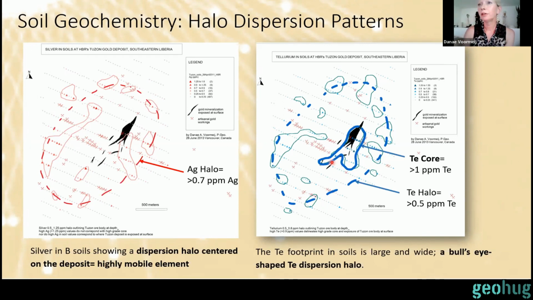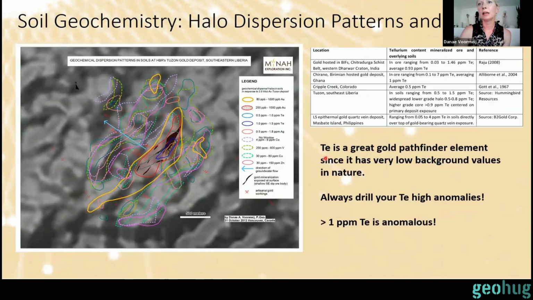I really like tellurium. I think tellurium is one of the top pathfinders for orogenic gold and probably for other mineral deposits as well. This core here is greater than 1 ppm tellurium, and then the halo is half a ppm. And if we look at a bunch of elements, you get this lovely donut shape of all these elements that are dispersed. They're just mobile elements being dispersed outwards, but they surround the deposit and don't really go much further than that.